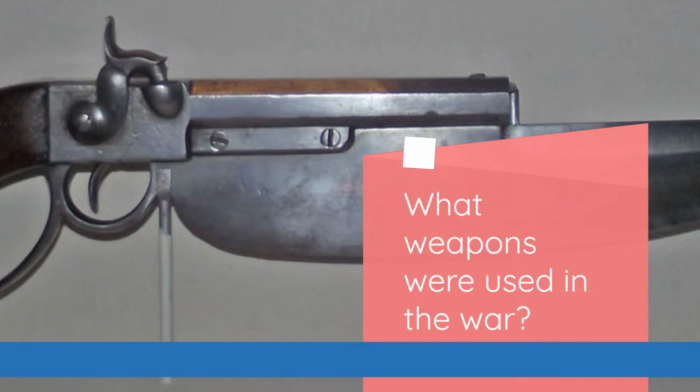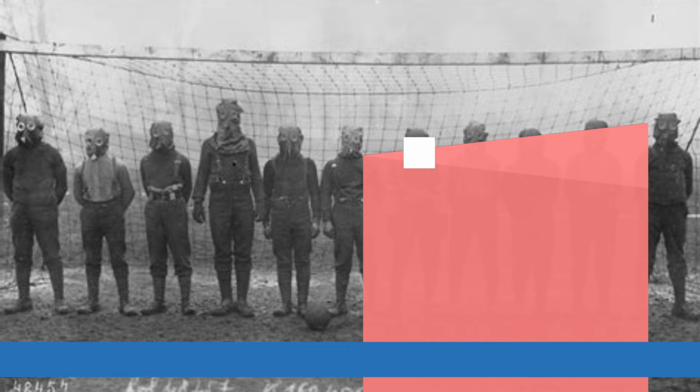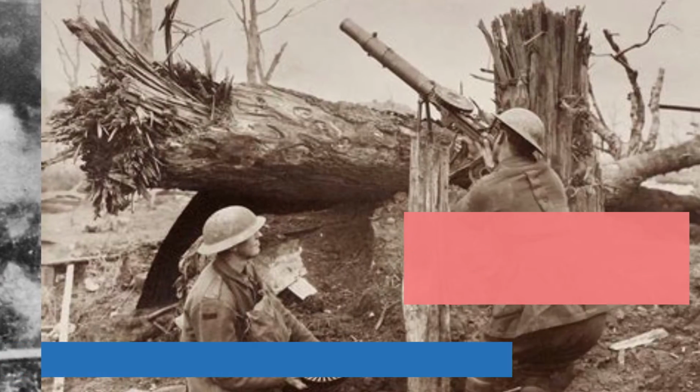What weapons were used in the war? Various types of weapons were used in World War I. Some of the most common weapons used during the war included rifles, machine guns, artillery guns, tanks, flamethrowers, grenades, and poison gas. Additionally, new weapons like airplanes, submarines, and armored vehicles were introduced during the war, which changed the nature of warfare forever.